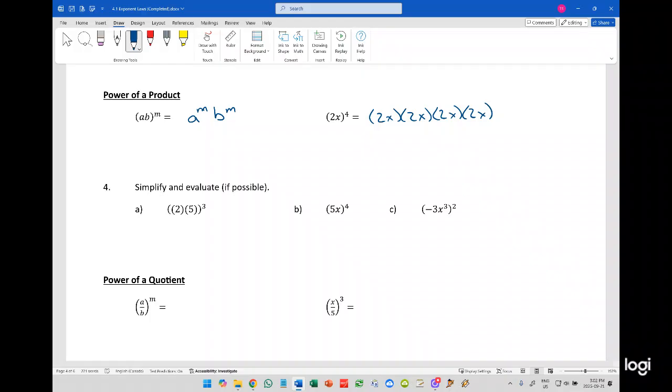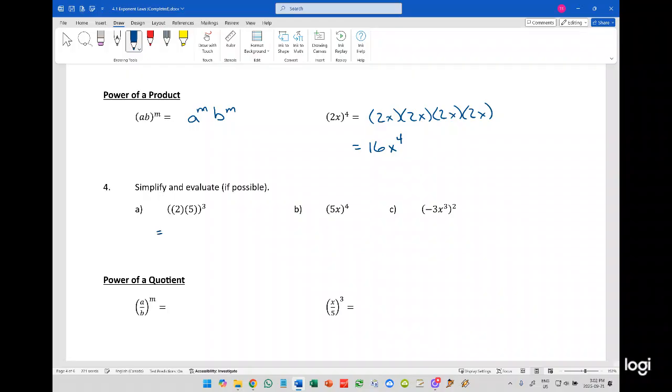And order of multiplication doesn't matter, so I'm going to do all the numbers first. 2 times 2 times 2 times 2, which is 16. And then x times x times x times x, which is x to the 4th. So again, could have done that faster by just saying 2 to the 4th times x to the 4th and evaluating the 16.